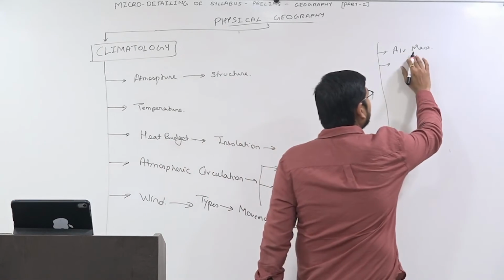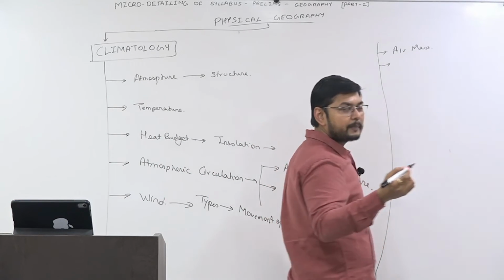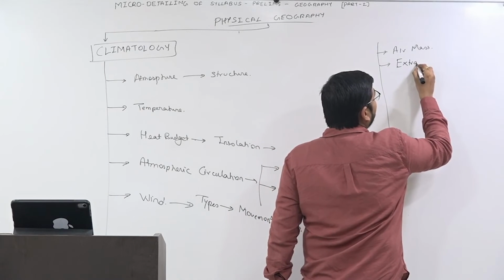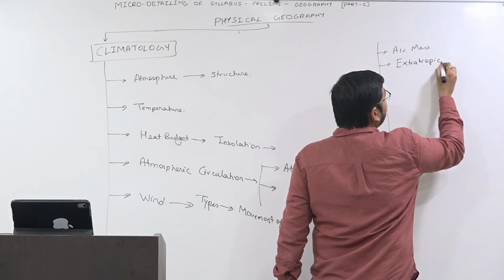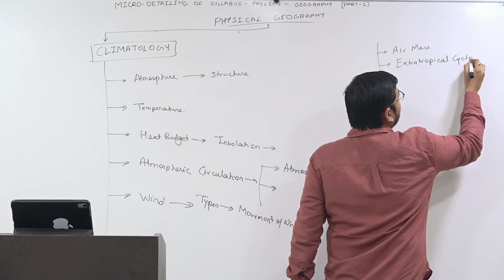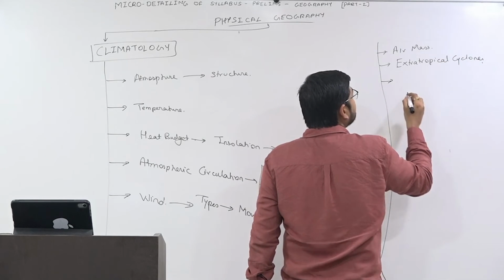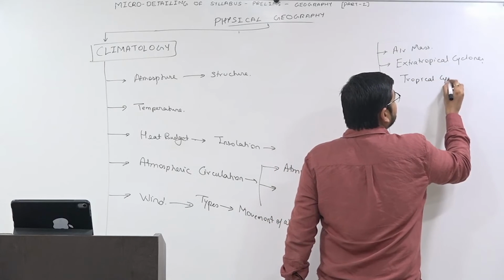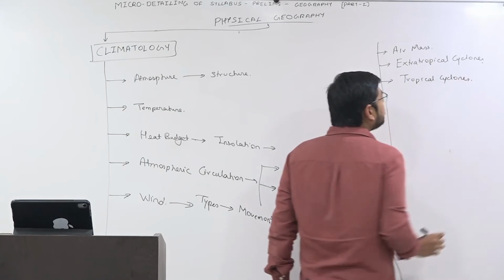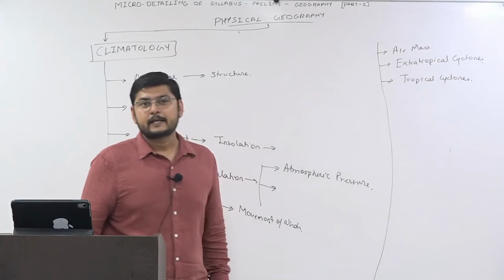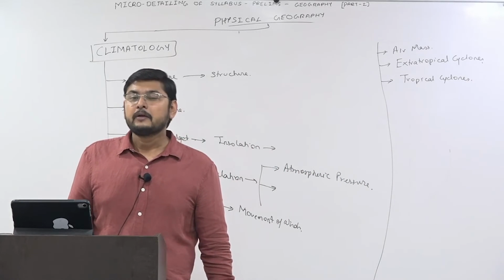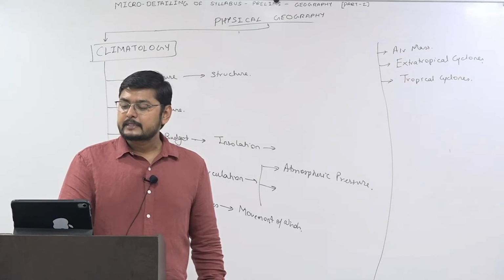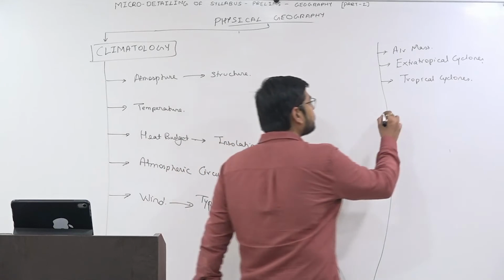After air masses, a very important topic, we'll be studying extratropical cyclones. After that we'll be studying tropical cyclones. What are the differences between these two types of cyclones? How are these two cyclones formed? What are the implications of these two cyclones? Then after this we'll be studying water in the atmosphere.